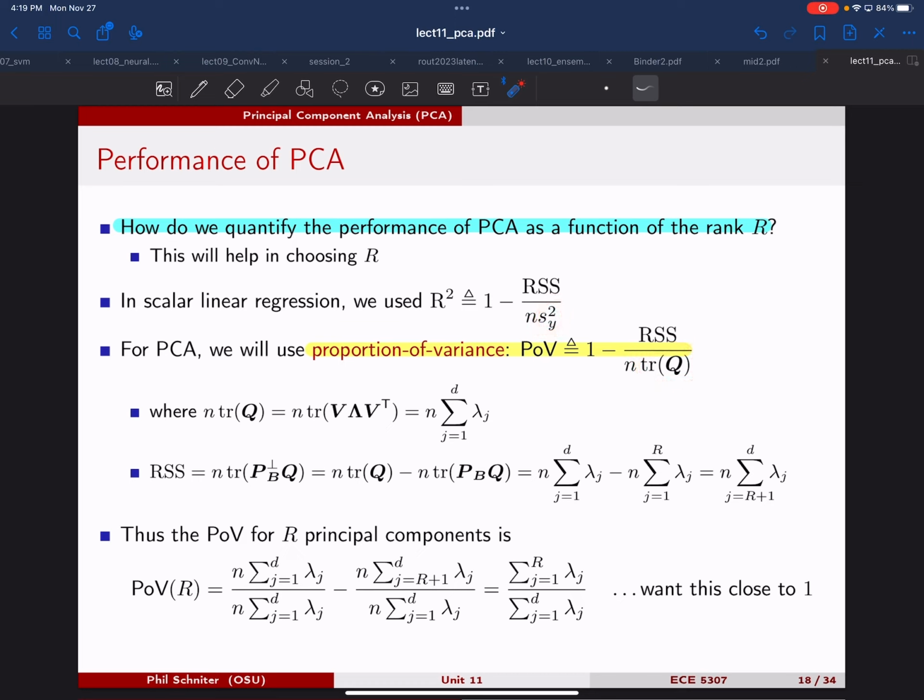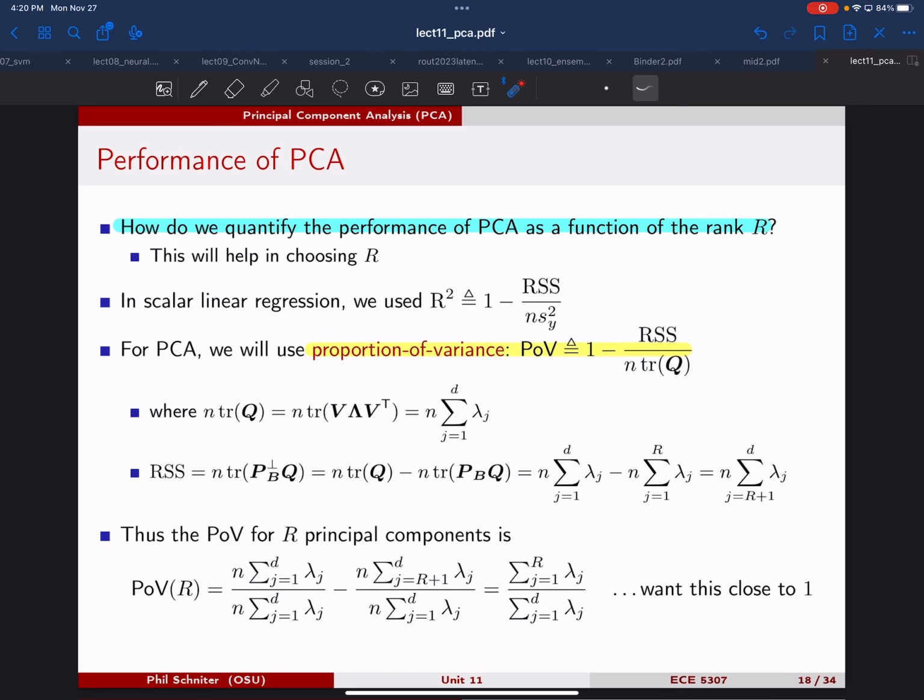So it behaves in a similar way in that if you can get this POV all the way to 1, that's perfect, just like R squared was. And if POV gets closer to 0, that's really bad. PCA is not doing well to explain your data. Okay, so let's probe this equation a little bit more. Are there any questions on the definition to start with?